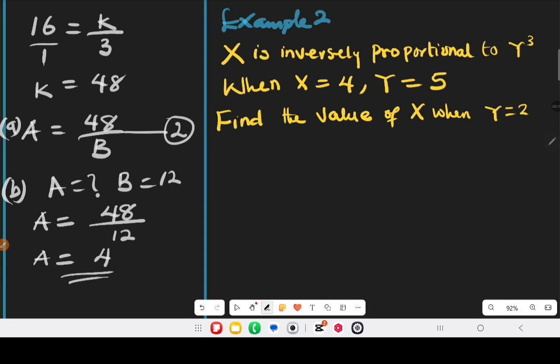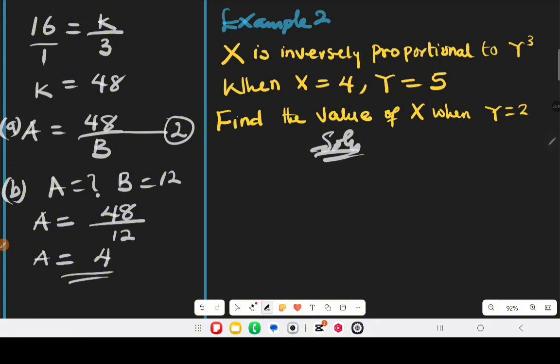Now example 2. x is inversely proportional to y cubed. When x is equal to 4, y is equal to 5. Find the value of x when y is equal to 2. Solution. This particular example is trickier than the first one. First, we have to look for the equation connecting x and y before we can find the value of x when y is equal to 2.